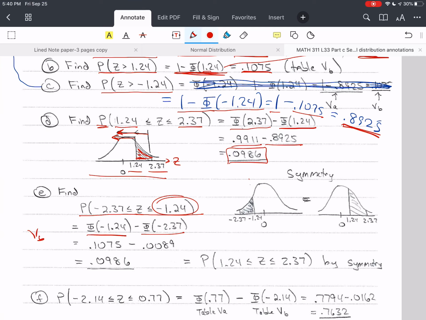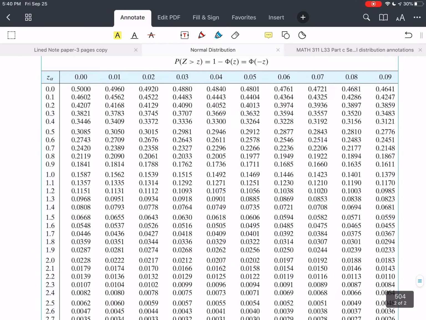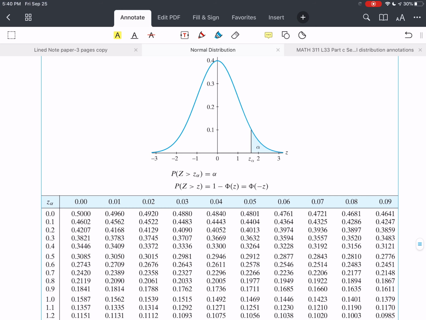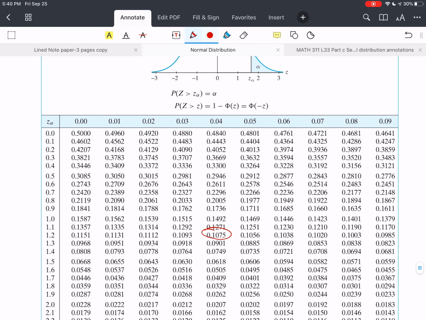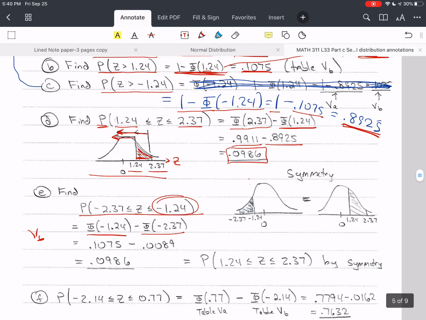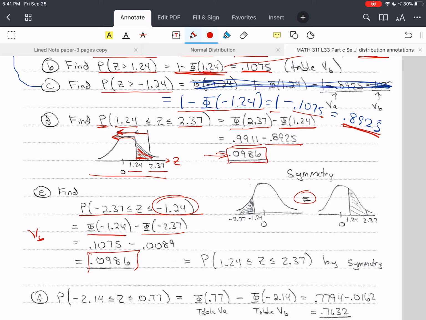Now I go to table 5B and look up 1.24 here and 2.37 here, and I'm subtracting them to get the difference. And when I do that, I see that I get exactly the same number that I got up here for the positive. And again, these are equal because of symmetry. Okay? So this number is equal to the same.